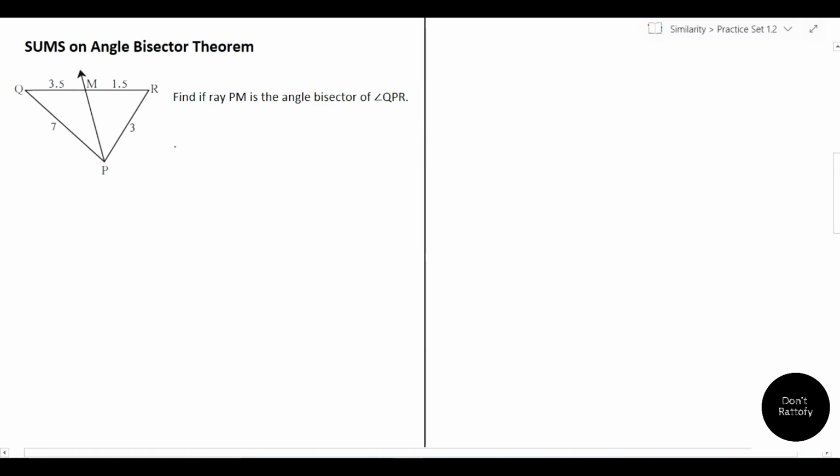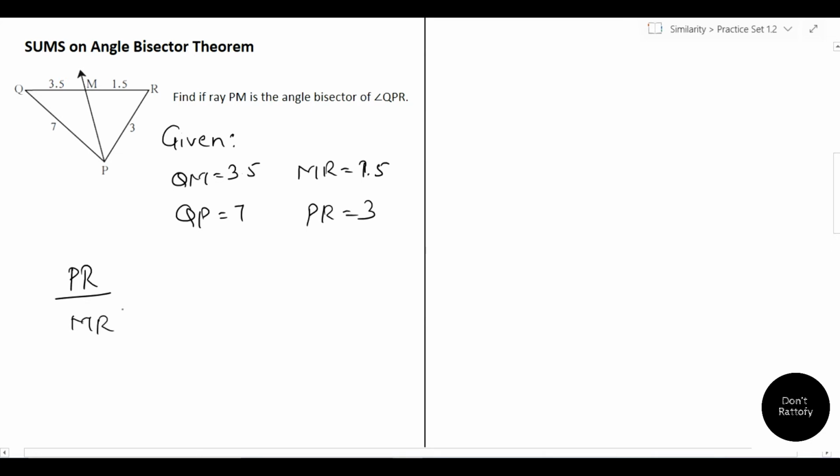First we have to write the given. QM is given to be 3.5, MR is given to be 1.5, QP is equal to 7 and PR is equal to 3. First we'll find out the ratios. We'll write the first ratio as PR upon MR is equal to 3 upon 1.5. As you all know, half of 3 is 1.5. So 1.5 ones are 1.5 and 1.5 twos are 3. So it is 2 upon 1. This is my first part.